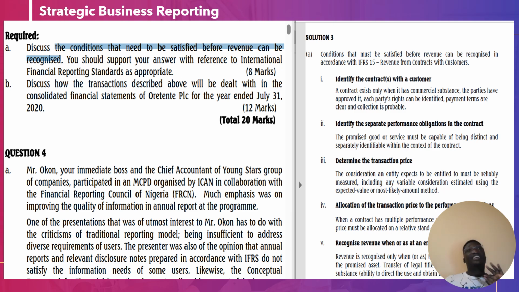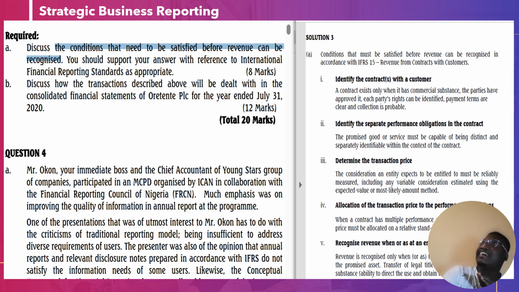But in the exam, if you forget the standard, no wahala. Just say the methods, the method for recognizing this thing per the IFRS standards is, you understand? If you forget it, you forget it. There's nothing you can do about it. But try to remember it. Do you understand? All right. So you can see how they answer that question.